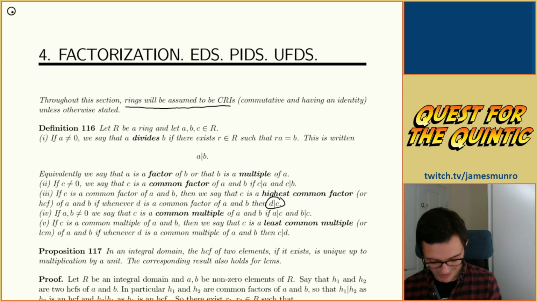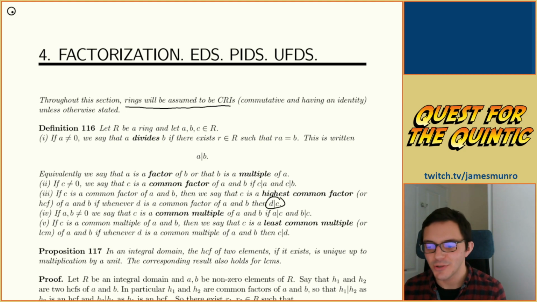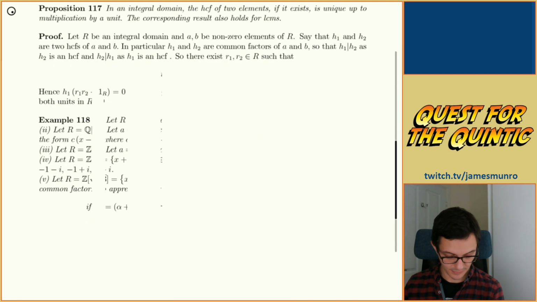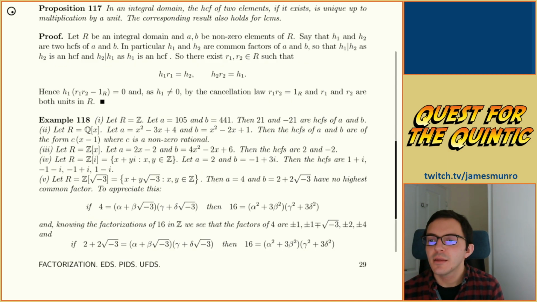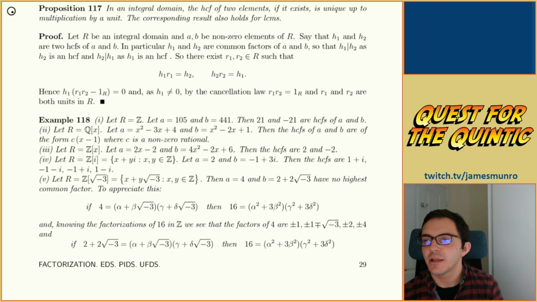In an integral domain, remember those, can't multiply to get 0, no zero divisors. The highest common factor of two elements, if it exists, is unique up to multiplication by a unit. The corresponding result also holds for LCMs. Okay, uniqueness, in an integral domain. How does this proof work? A, B non-zero elements. Oh, right, okay, so H1 and H2. If there are two, fine, they divide each other, unit, integral domain stuff.